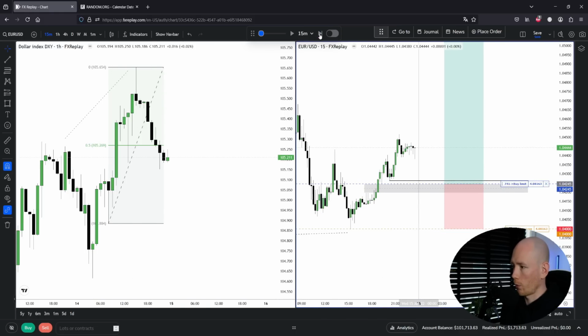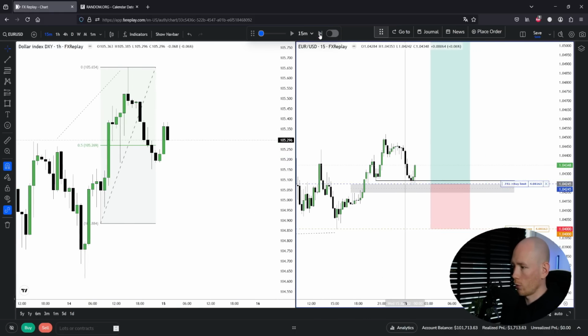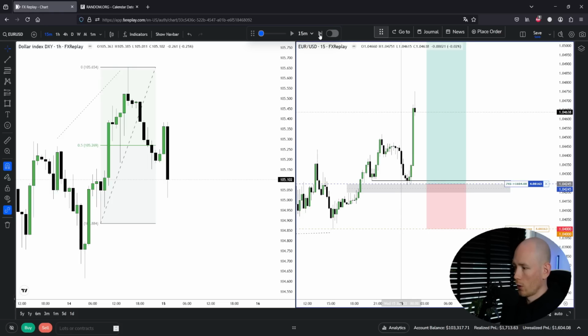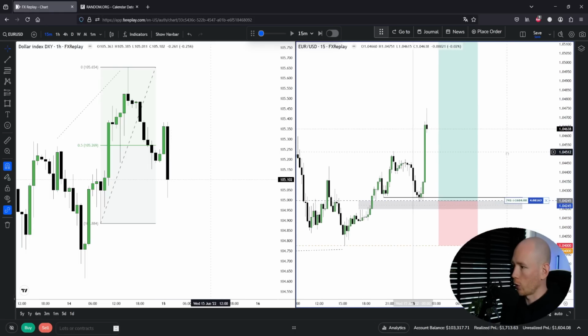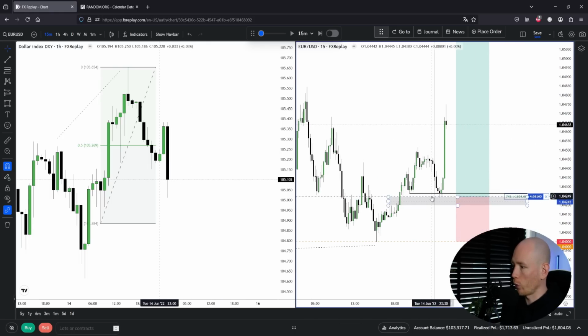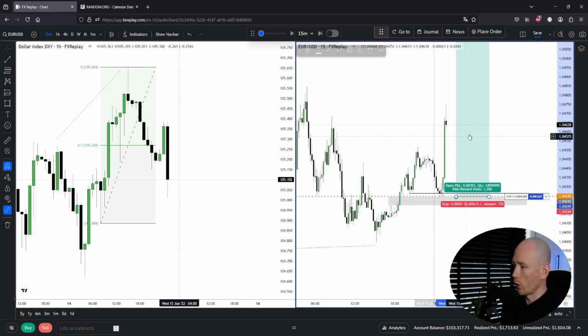Yeah, let's skip ahead. See if we can get tagged. We get tagged. It's magic. The model is so good, guys. Either you get a sniper entry or you get instant feedback, and this is pretty good, not gonna lie. We can go break even because there's no reason for price to run that low once again. So we're gonna go break even.